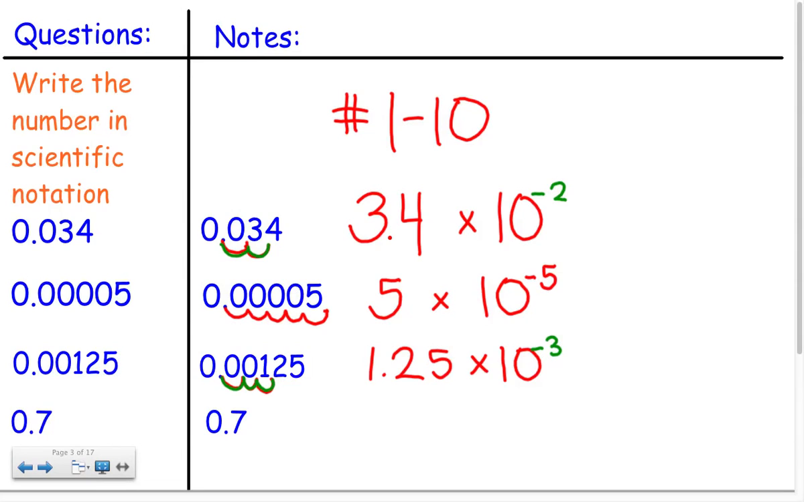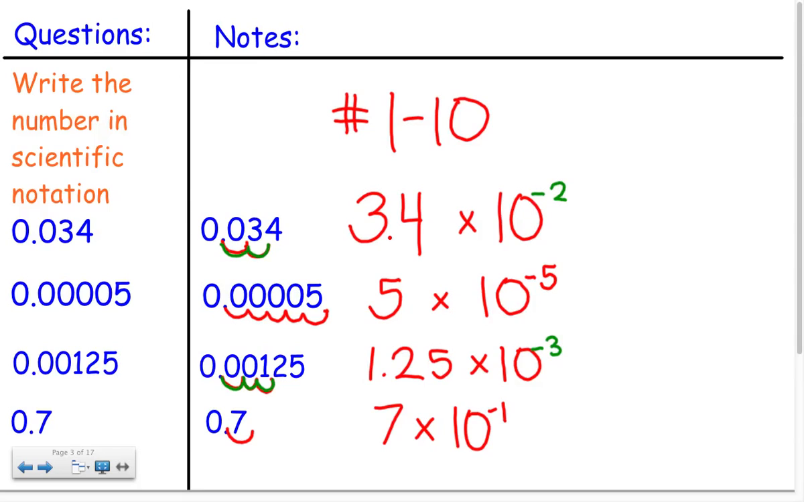And 0.7. 0.7 is not between 1 and 10, so I have to move my decimal just 1 spot, so it becomes 7. I moved my decimal once, so my exponent is 1. 0.7 is smaller than 1. It's a small number, so my exponent is negative.